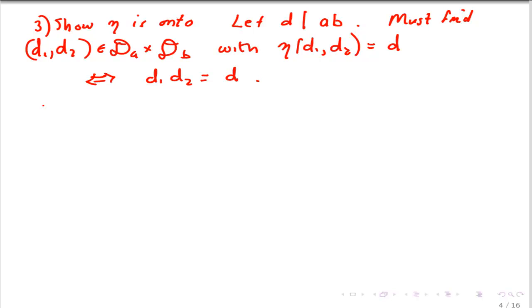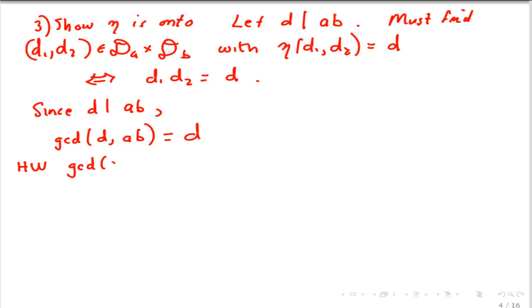Well, since d divides ab, if I look at the GCD of d with a times b, this is equal to d, right? Because d is a common divisor of both of those numbers. Now in your homework, you proved a formula that said this GCD is the GCD of d with a times the GCD of d with b. Why is that? Because a and b are relatively prime.